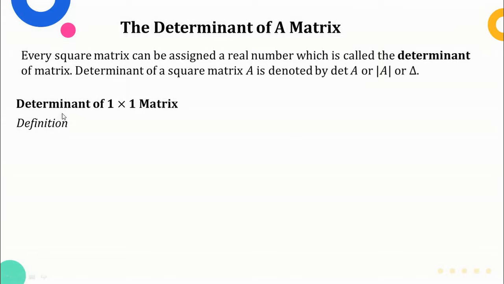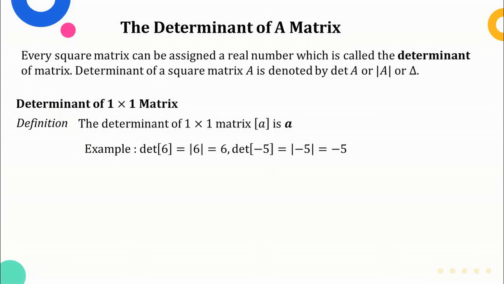So now let's talk about the determinant of a 1 by 1 matrix. From the definition, the determinant of a 1 by 1 matrix A is always A, because it is just itself. For example, the determinant of the matrix 6, which is equal to the absolute 6, is also equal to 6. How about the determinant of -5? The sign looks like the absolute -5, but the result will be -5, because we are not talking about absolute value, we are talking about the matrix.